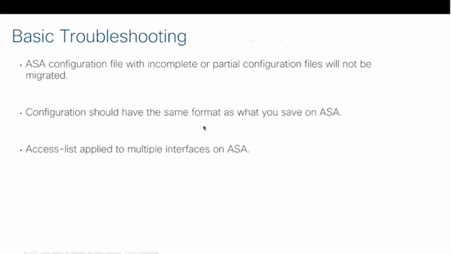Now we'll discuss some of the common problems that occur during the migration. If the ASA configuration file contains any incomplete or partial configuration, then the migration tool will fail to migrate it. And also the configuration file taken from the ASA should be in the exact same format as we see under the show running configuration on the ASA. If the ASA configuration file contains access lists that are applied to multiple interfaces on the ASA, this access list will be migrated as separate access control policy rule or pre-filter policy rules.